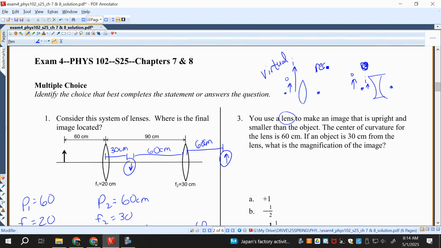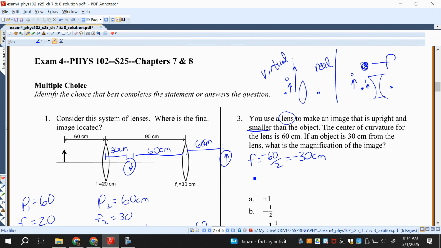This is the real side, and the virtual side is on the same side as the object. But anyway, all that to say is that this situation, making an image that is smaller than an object, is the concave lens. And concave lenses have a negative focal length. So the center of curvature of this is 60, so the focal length is negative 60 over 2, or negative 30 centimeters. It's negative because it's a concave lens.